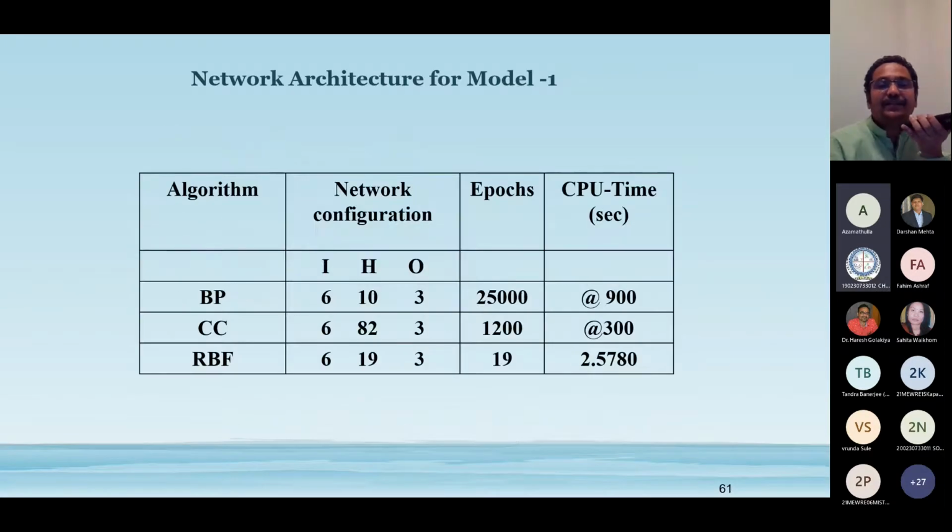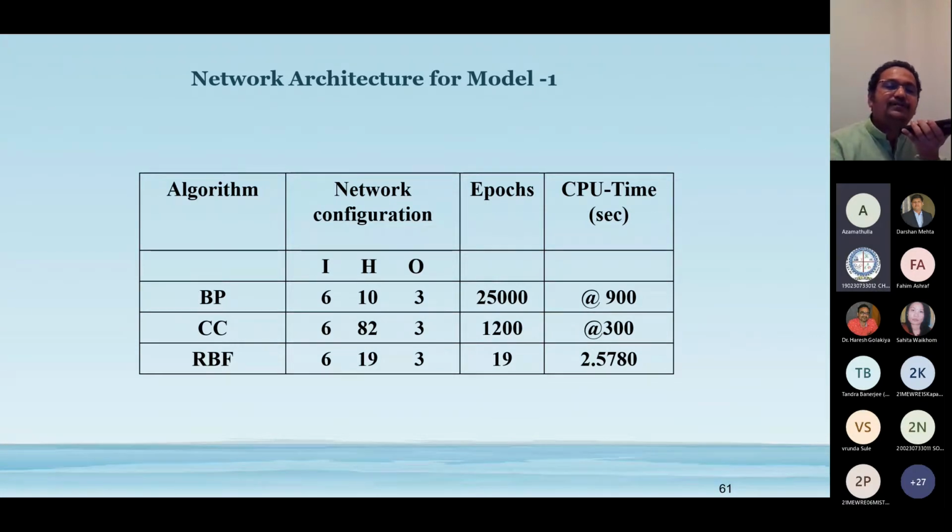Okay, this is the architecture of the model. Model one means raw variables: 6 inputs, 10 hidden neurons and 3 outputs. As I told, the back propagation algorithm, actually error back propagation algorithm, took 900 seconds. You can see RBF is very fast, and ANFIS is even faster. I wrote the code at that time.